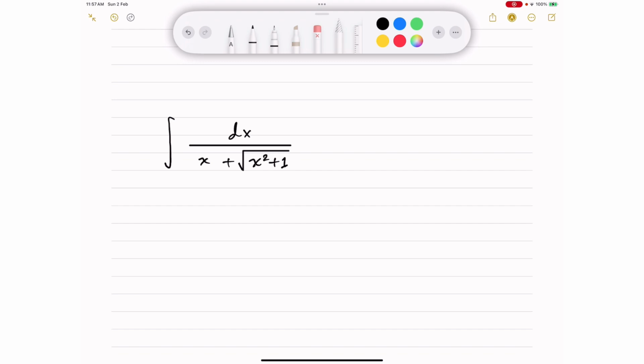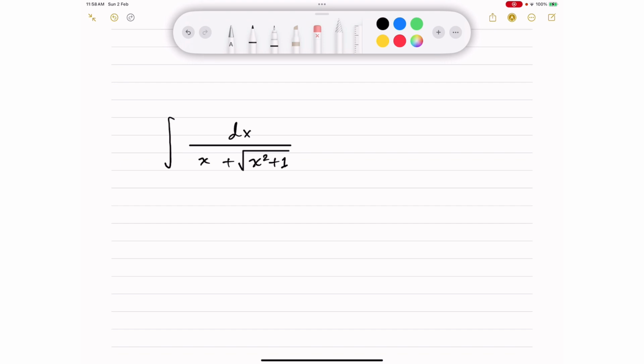In this video, I'm going to show you how to solve for this integral. So we have here the integral of dx by x plus the square root of x squared plus 1. So if you're interested, pause this video, give this problem a try, and then keep watching this video for a solution.